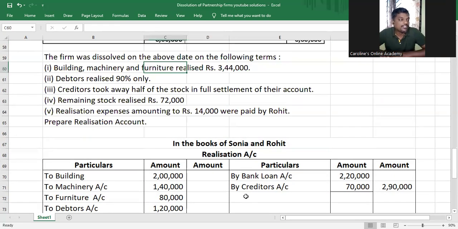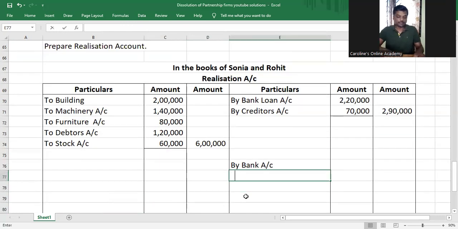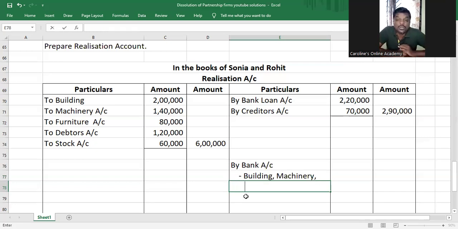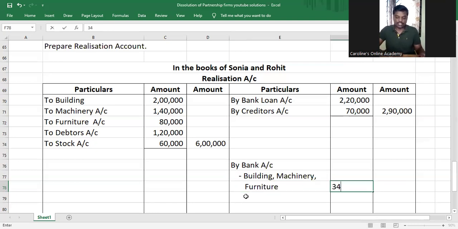And then we find that in the first point they've given that building, machinery and furniture together realize 3,44,000. So I'm going to write building, machinery, furniture. You might wonder why I'm writing this detail here. It is only for the purpose of checking later. And in the suggested answers also, it is given like this. So we'll write it like that. All the three of them together realize 3,44,000. Okay, good.